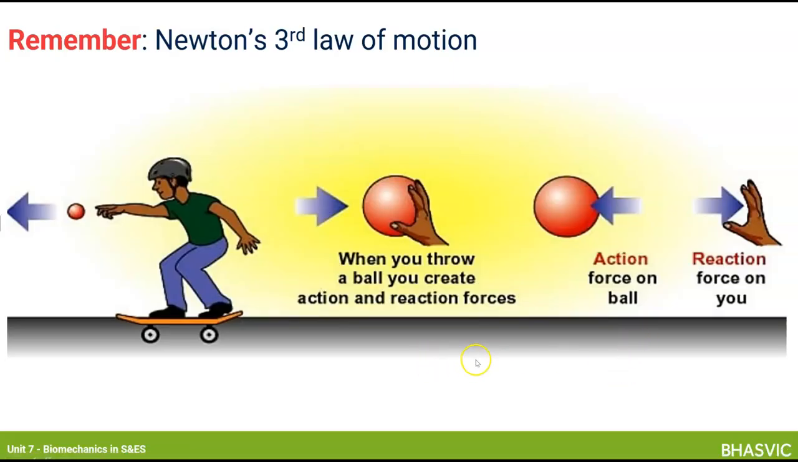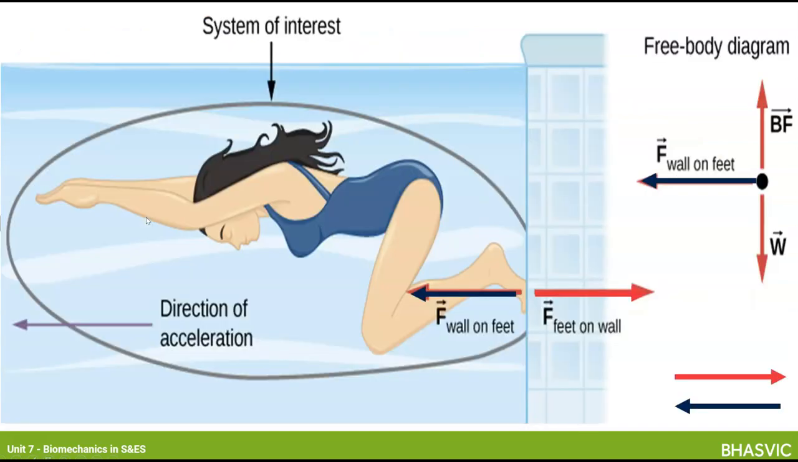So hopefully you remember that Newton's third law of motion suggests that for every action force applied, there is an equal and opposite reaction force. So this skateboarder throws a ball, applies a force to that ball, and the ball applies an equal and opposite force backwards. So the action force is the force on the ball, the reaction force is applied back on this skateboarder's hands. Of course, if this was a larger bowling ball, you'd require a bigger force, but you would have a bigger force applied back on you. But the principle is there.